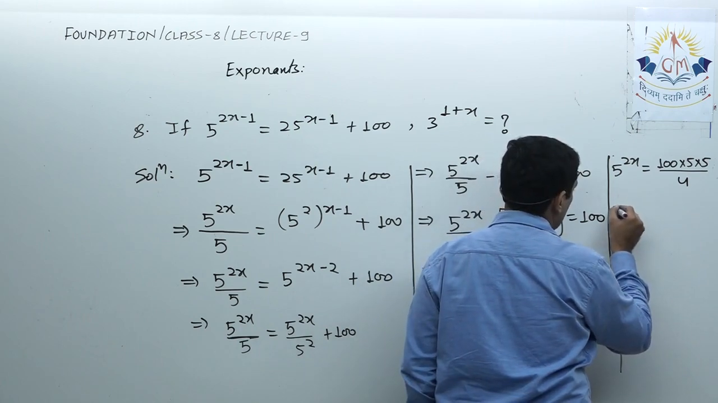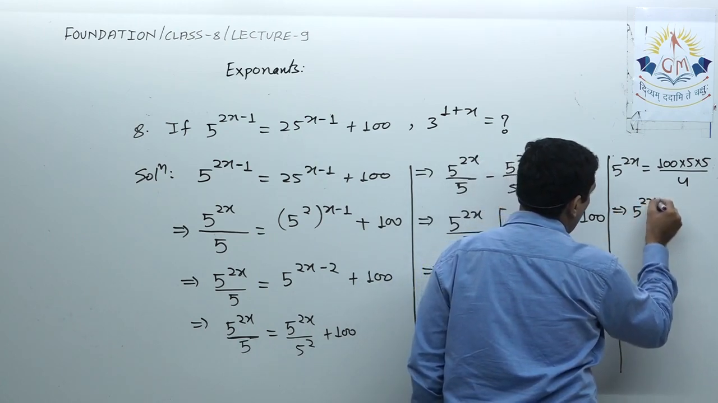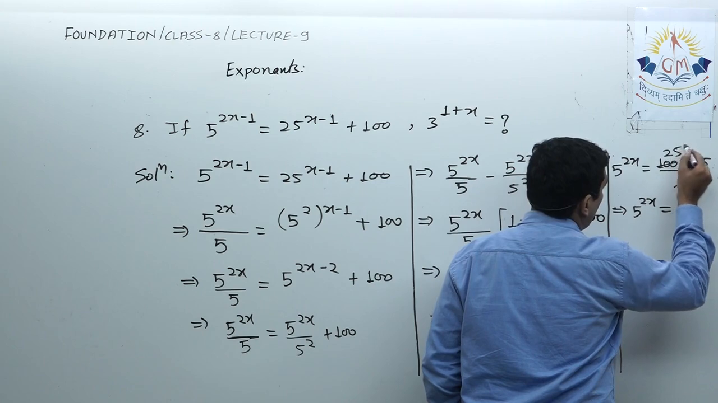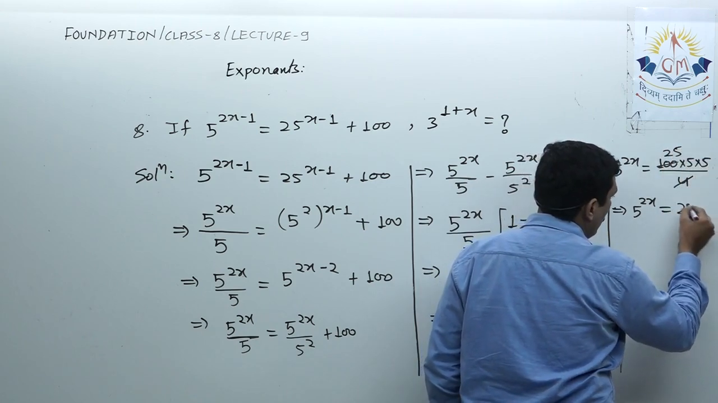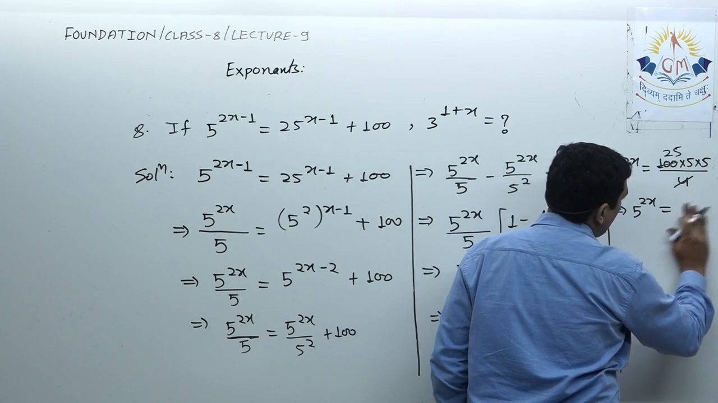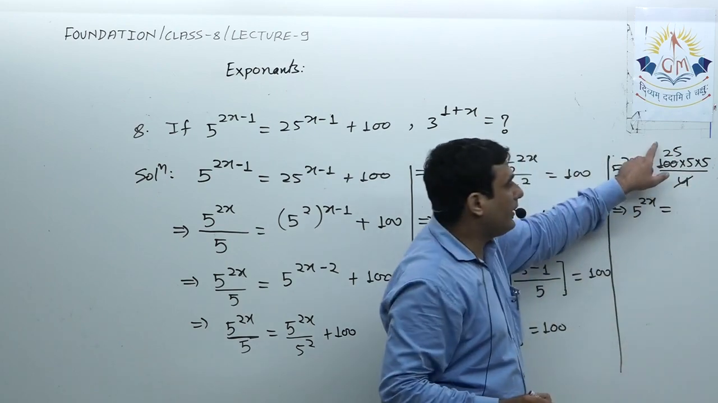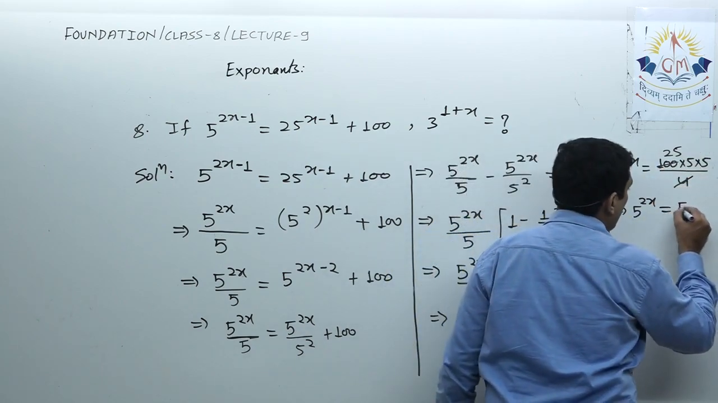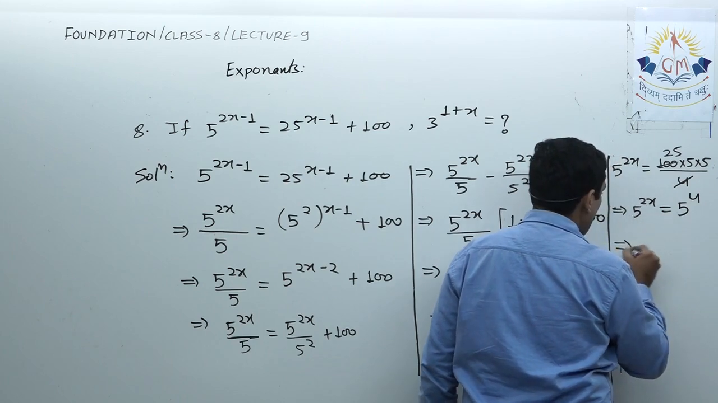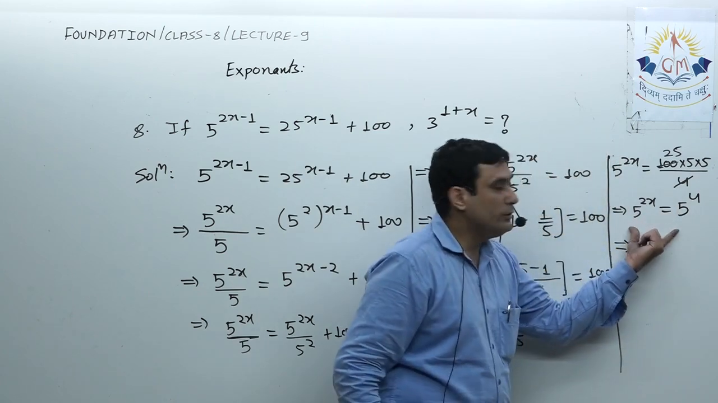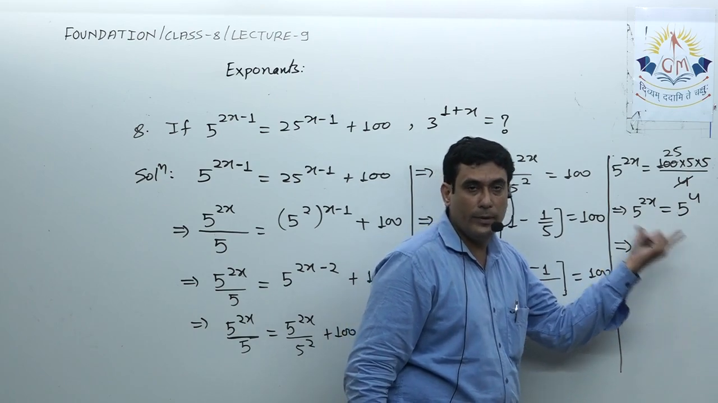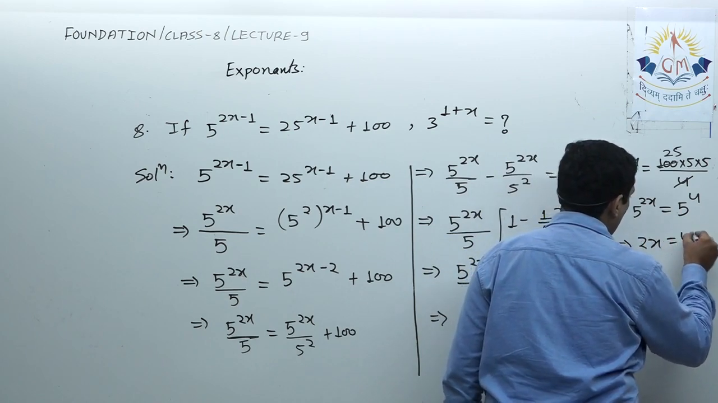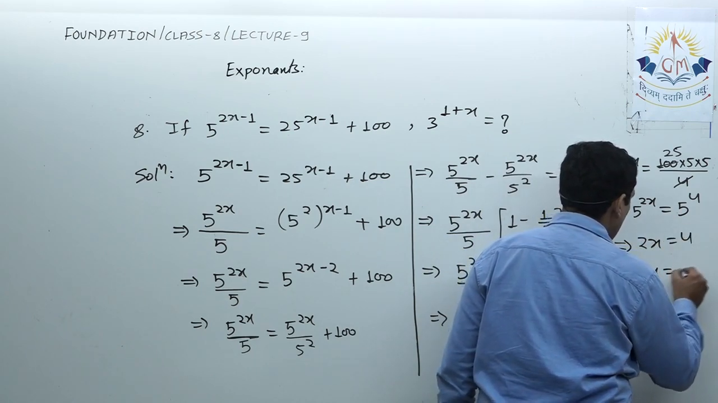Okay, so therefore here 5 raised to 2x is equal to, 4 25s are 100, so actually here I got 25 into 25. Or in other words I can say, see, 25 is 5 raised to 2, 5 into 5 is also 5 raised to 2. So ultimately here I got 5 raised to 4. Now again we come to the same position, that is bases are same, so exponents must be equal. So 2x is equal to 4, that is x is equal to 2.